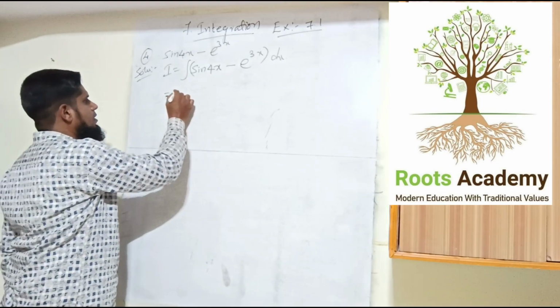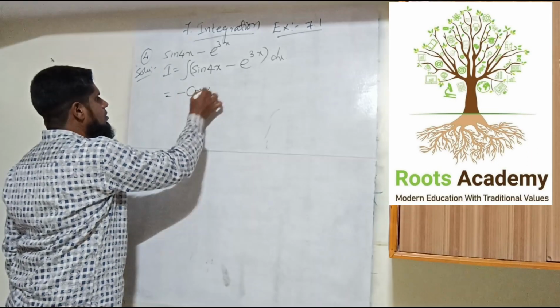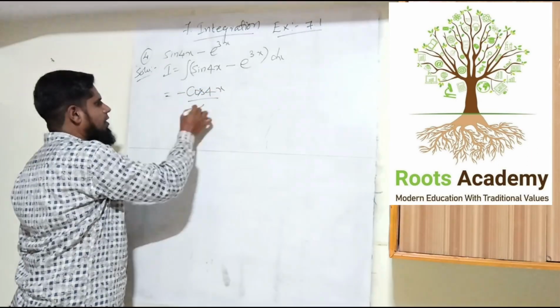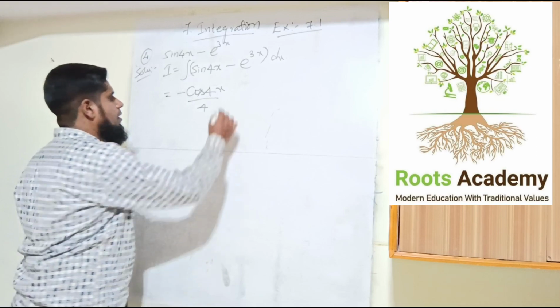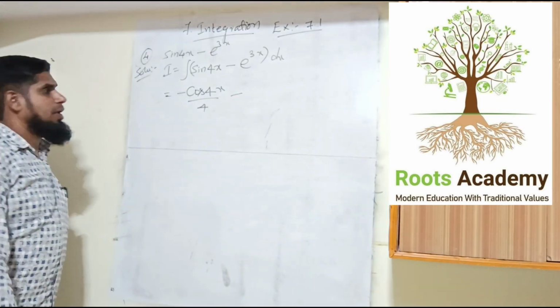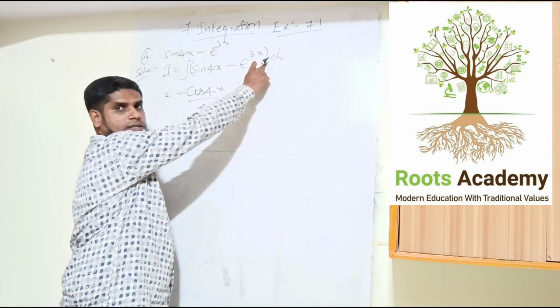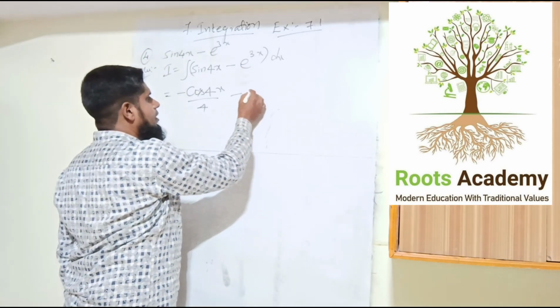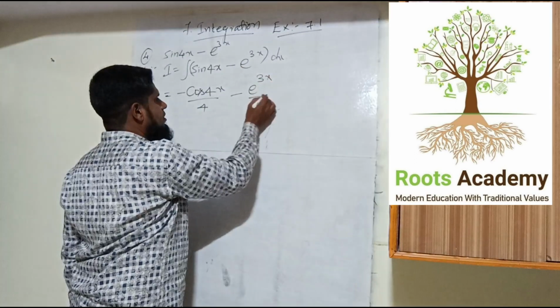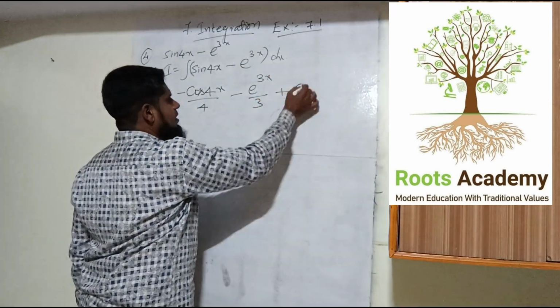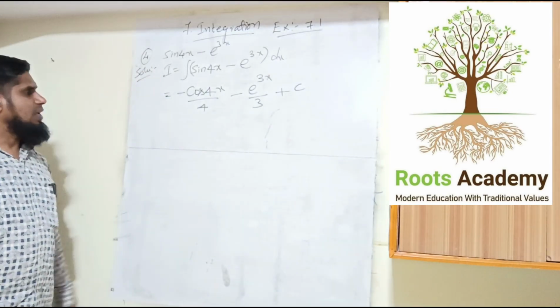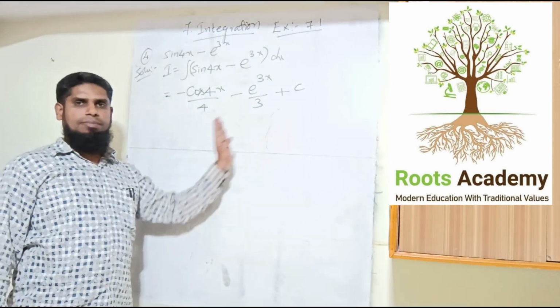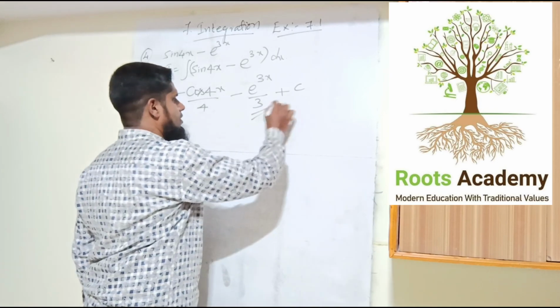Integration of sin 4x is minus cos 4x whole divided by 4, minus, as it is, e power ax. What is the integral of e power ax? e power ax divided by a, plus c. We can stop here, no need to take any LCM. So this will be the last answer.